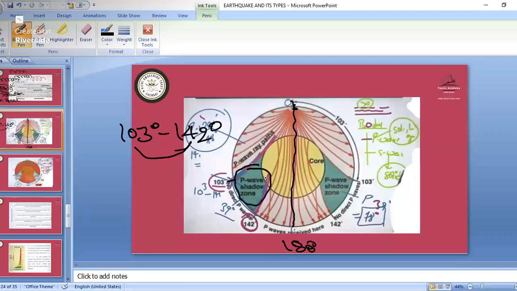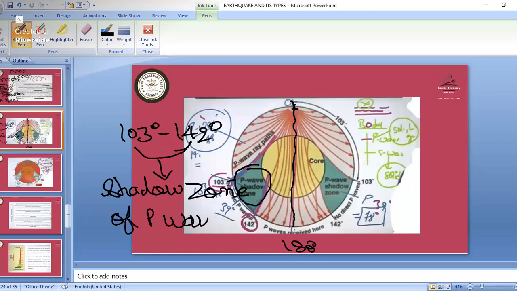So this is the shadow zone of the P wave. Somewhere it might be mentioned as 105 degree also. So don't get confused, but the actual data is 103 to 142 degree. If it is given as 105 degree somewhere, that is correct. But if it is mentioned as 106 or 107, that is incorrect. So either 103 or 105 to 142 degree.